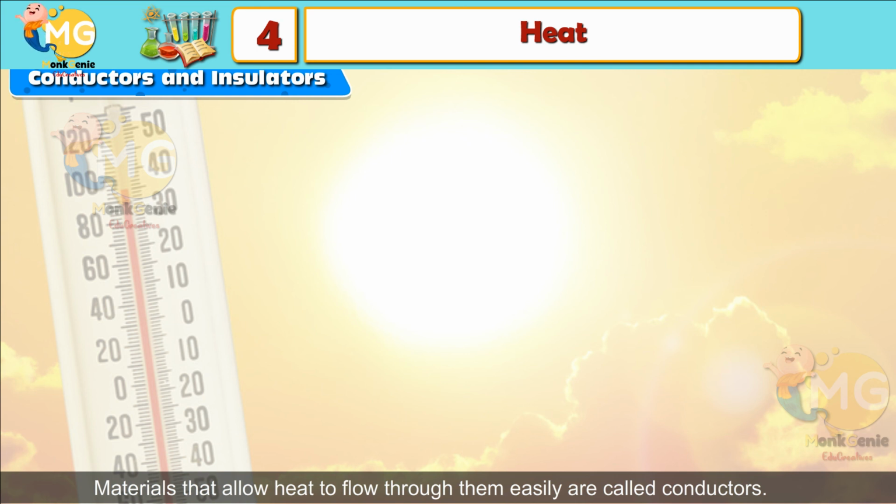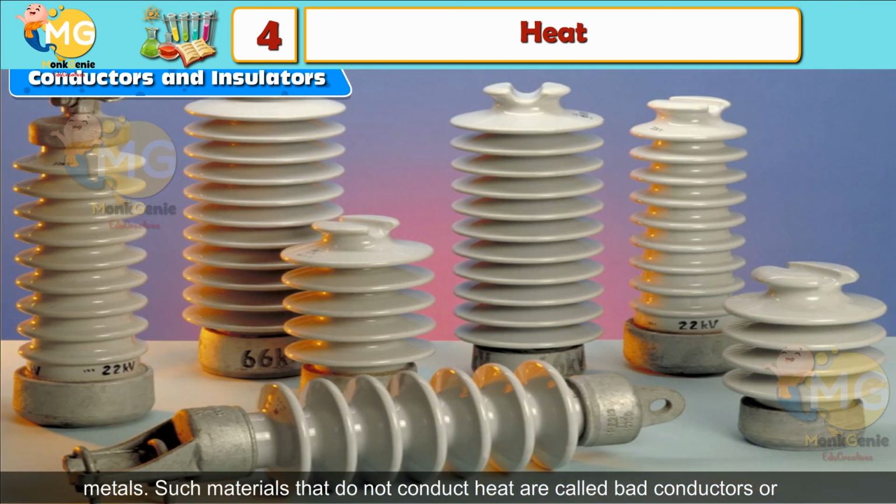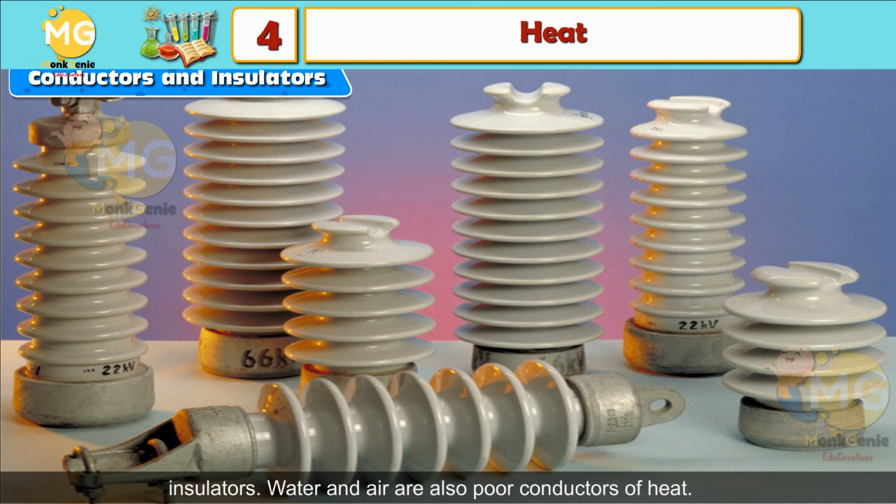Conductors and insulators. Materials that allow heat to flow through them easily are called conductors. All the metals are conductors, but the rate of the heat flow varies in different metals. Materials that do not conduct heat are called bad conductors or insulators. Water and air are poor conductors of heat.